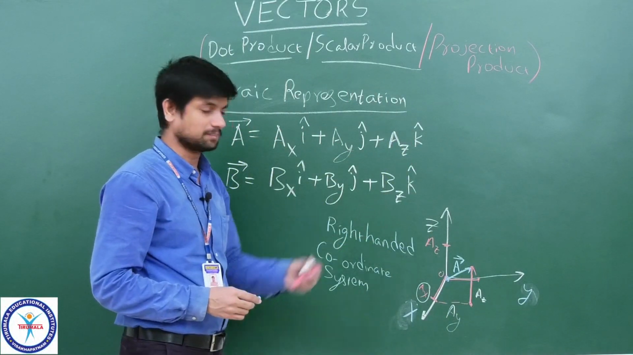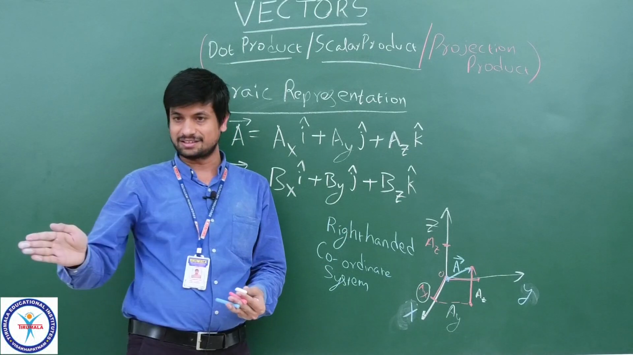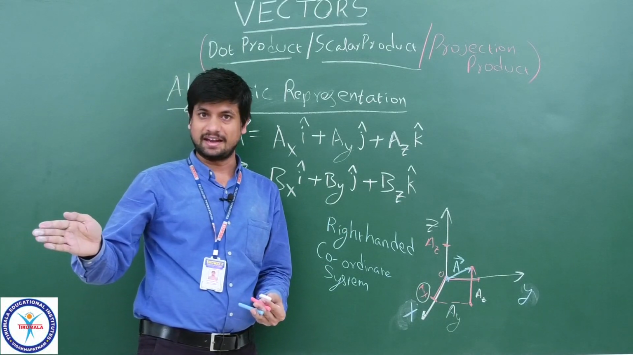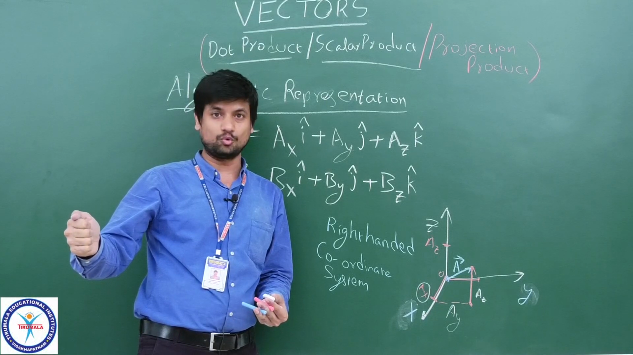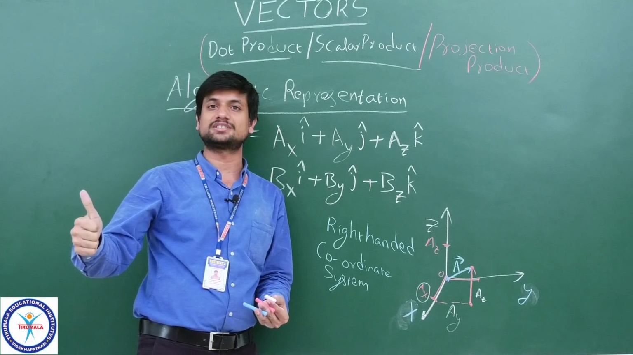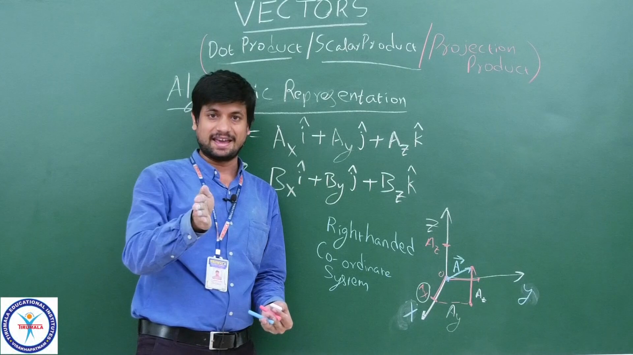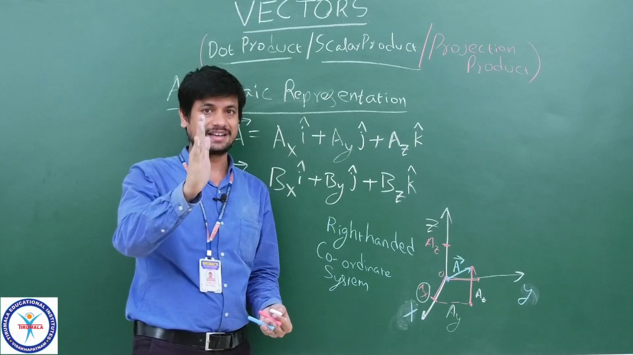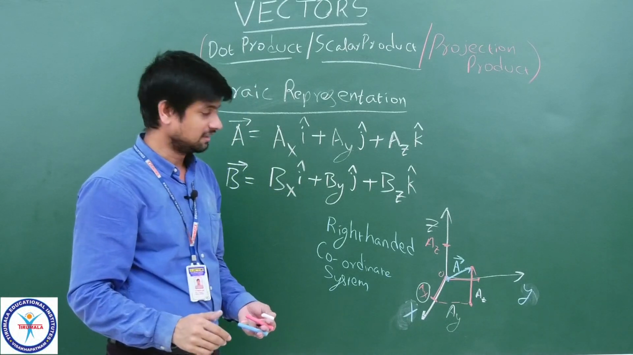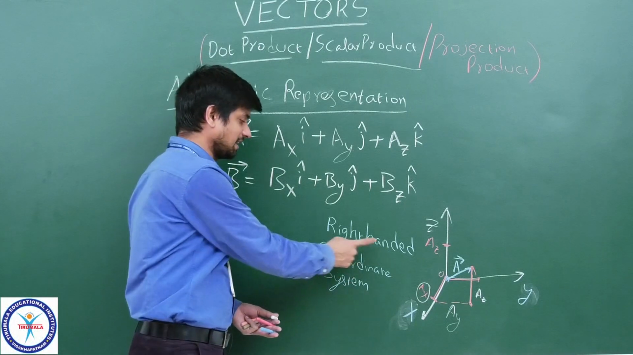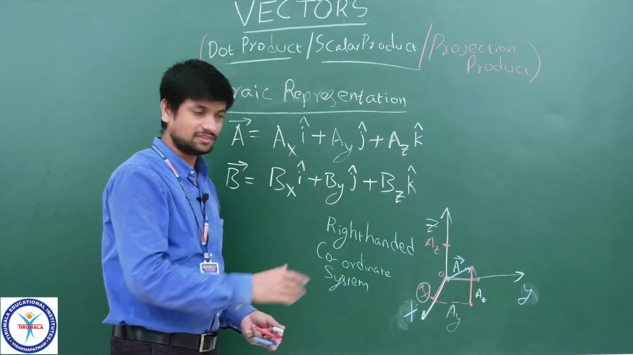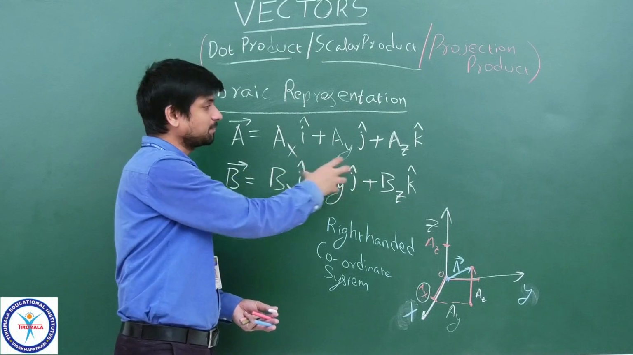Okay, so in this way, along the x axis you just keep your fingers and curl towards the y axis and open along the z axis. Did you understand? X, y, z, only right hand. Right-handedness, this is called right-handed coordinate system. In this way, three-dimensionally we can represent the vector.